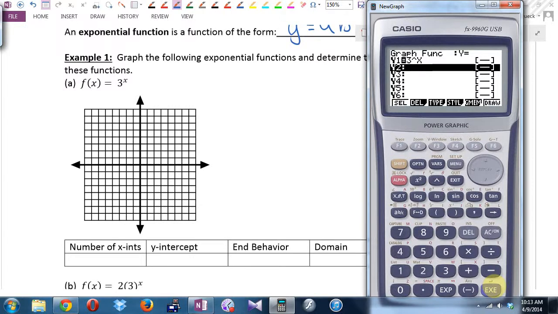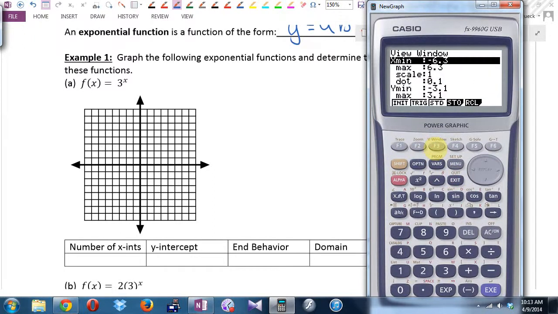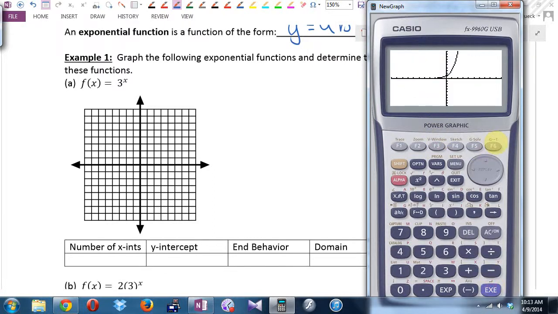I want to pick a good view window. I always start out with the standard view window. So if you hit F3, oh, hang on. If you hit Shift F3, Shift View Window, I want the standard view window. What was the standard view window? How do I write standard? What's the abbreviation? So F3. There's my standard view window, and it turns out that this graph looks like that. Looks like that. Okay.